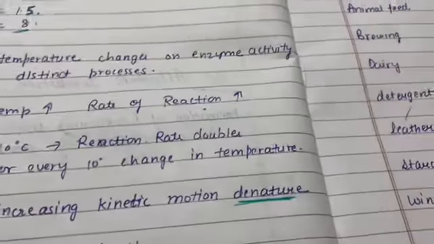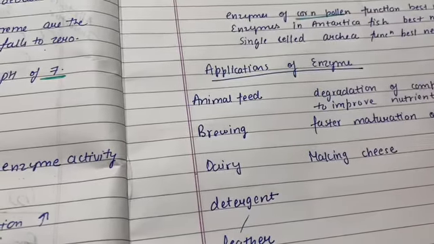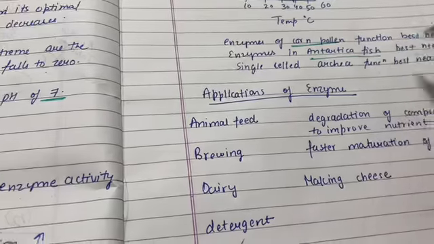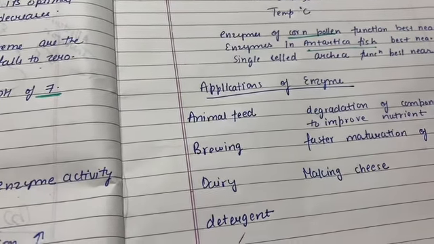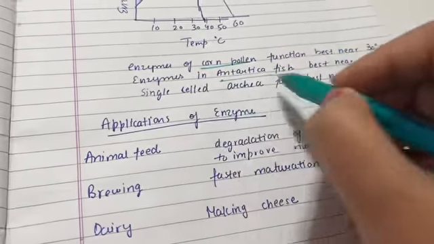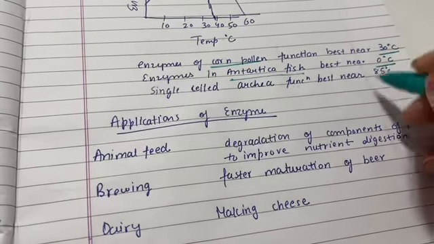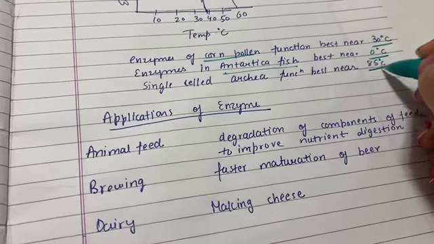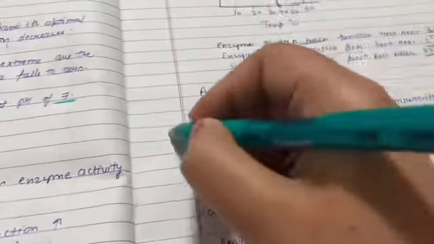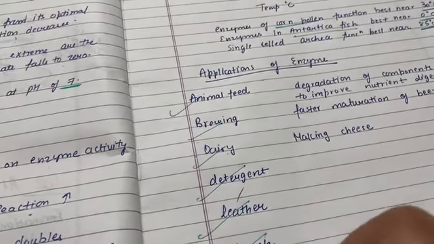But again, there are a couple of exceptions. Enzymes of corn pollen function best near 30 degrees Celsius, whereas the enzymes found in Antarctic fish work best at 0 degrees Celsius. And the enzymes of single-celled archaea function best at 85 degrees Celsius or above, because they are found in very high temperature regions. Application of enzymes plays a very important role in the animal feed, brewing, dairy, detergent, leather, starch, wine and juice industries.